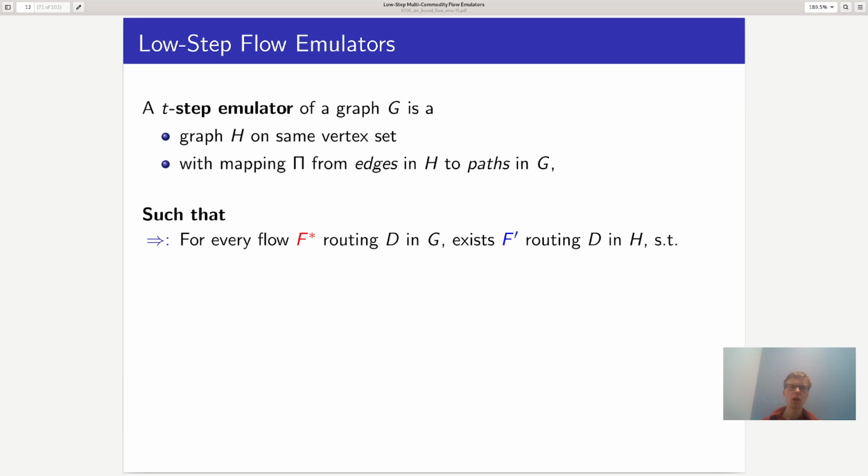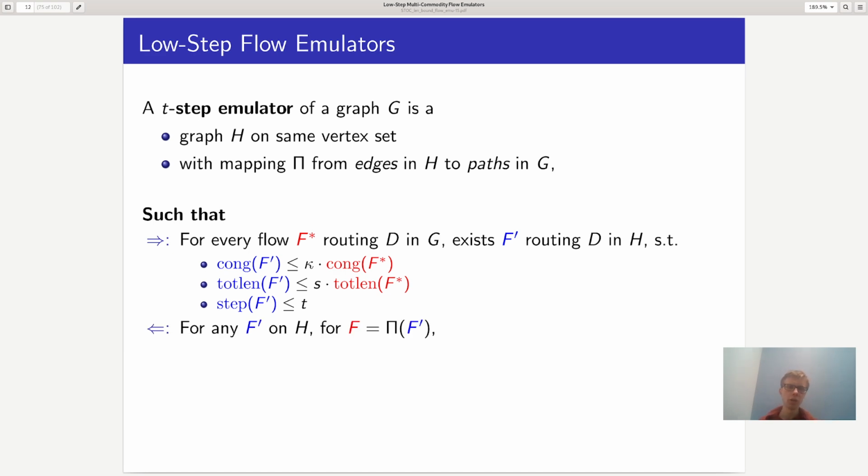There exists a flow f prime routing the same demand on the emulator, such that the congestion is not much worse. It's kappa times the congestion of the original graph, where kappa is the congestion slack parameter of the emulator. Its total length is not much worse, which is the length slack of the emulator times the total length. And this flow f prime has step length at most t. That is, any flow path in it contains at most t edges.